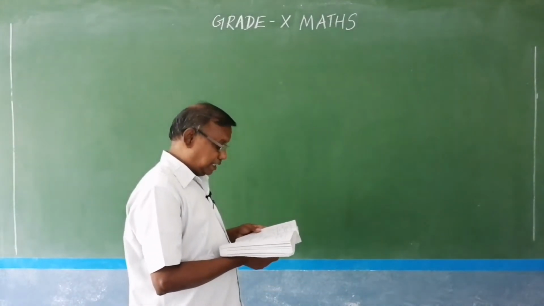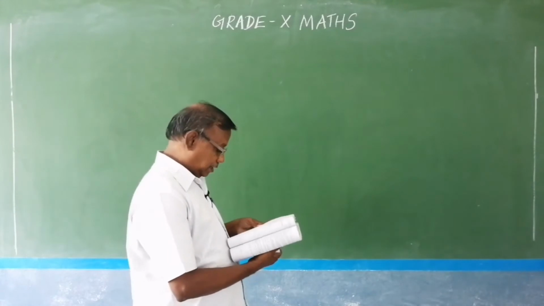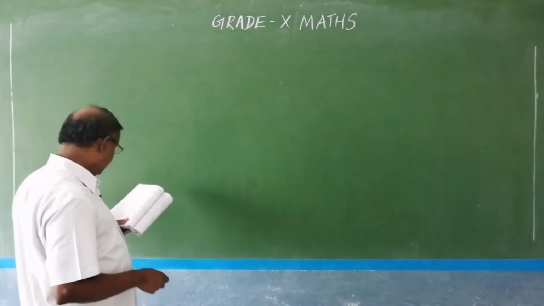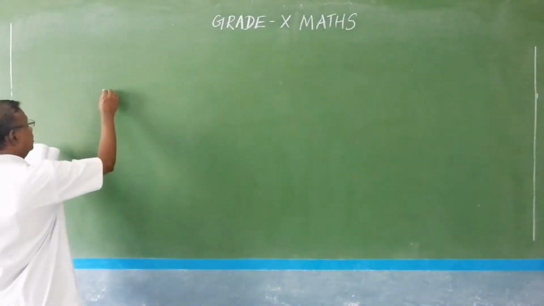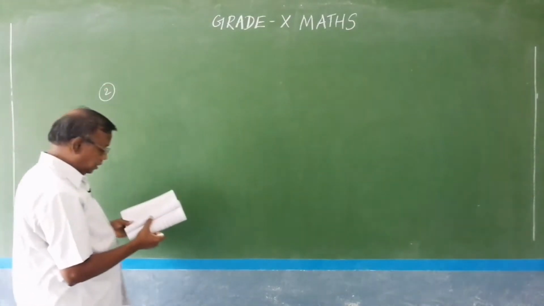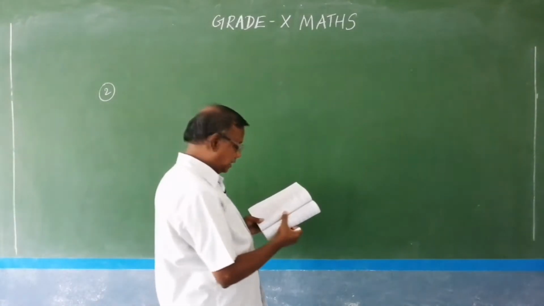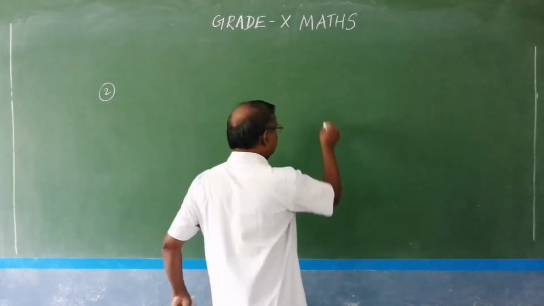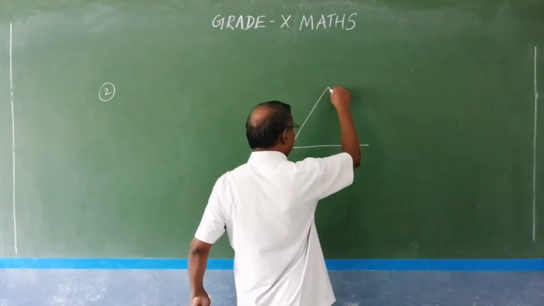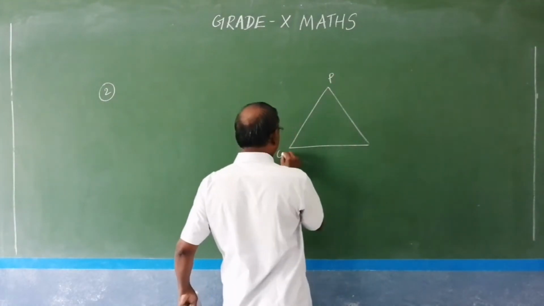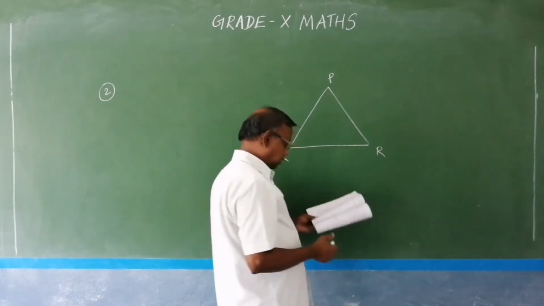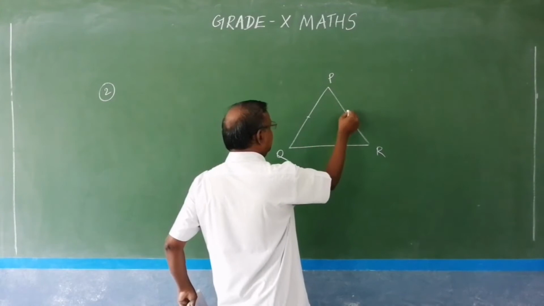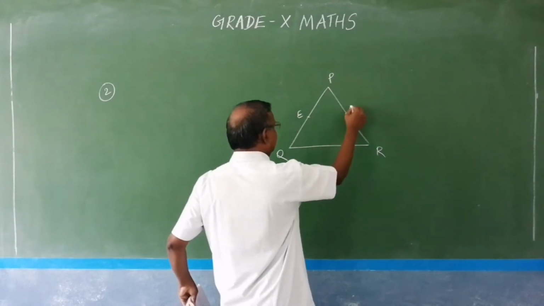In exercise 6.2, unfortunately, problems number 2 and 10 are missing. So, I will give you the idea. In question 2, E and F are points on the sides PQ and PR respectively of triangle PQR. Let me draw the triangle first. PQR. E and F are the points on the sides PQ and PR.